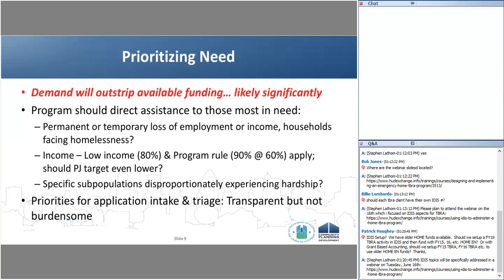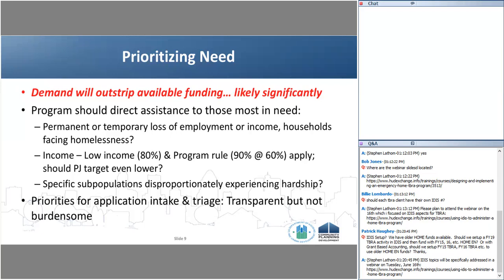So let's talk for a moment about priorities that a PJ might consider. Priorities are established locally to divide applicants into multiple queues or lines for processing based on characteristics or type of need. For an emergency TBRA program, a PJ might consider prioritizing based on type of financial hardship, levels of income, homelessness, or risk of homelessness, or other characteristics where subpopulations are disproportionately affected.